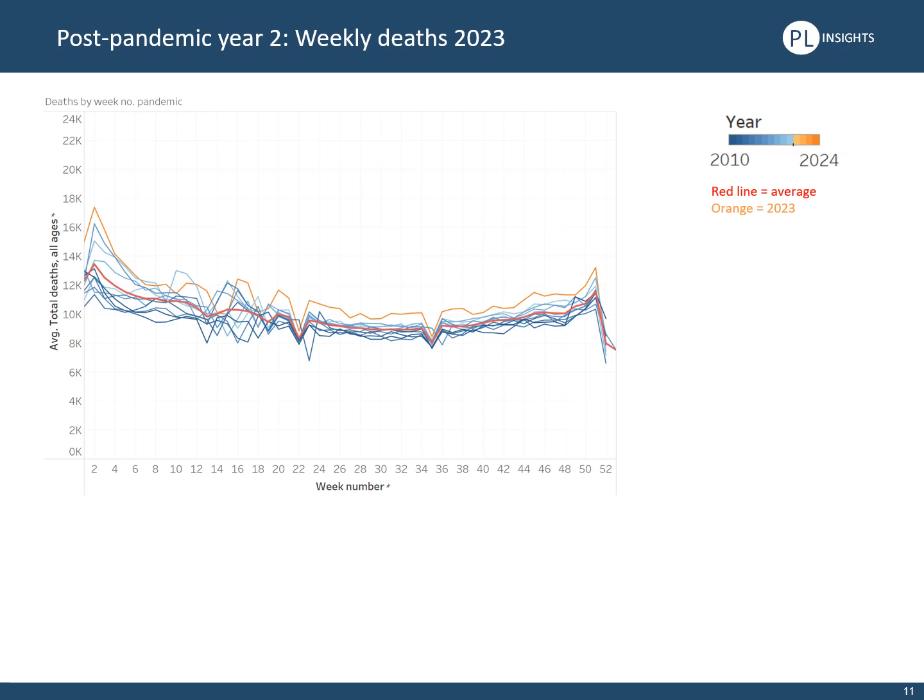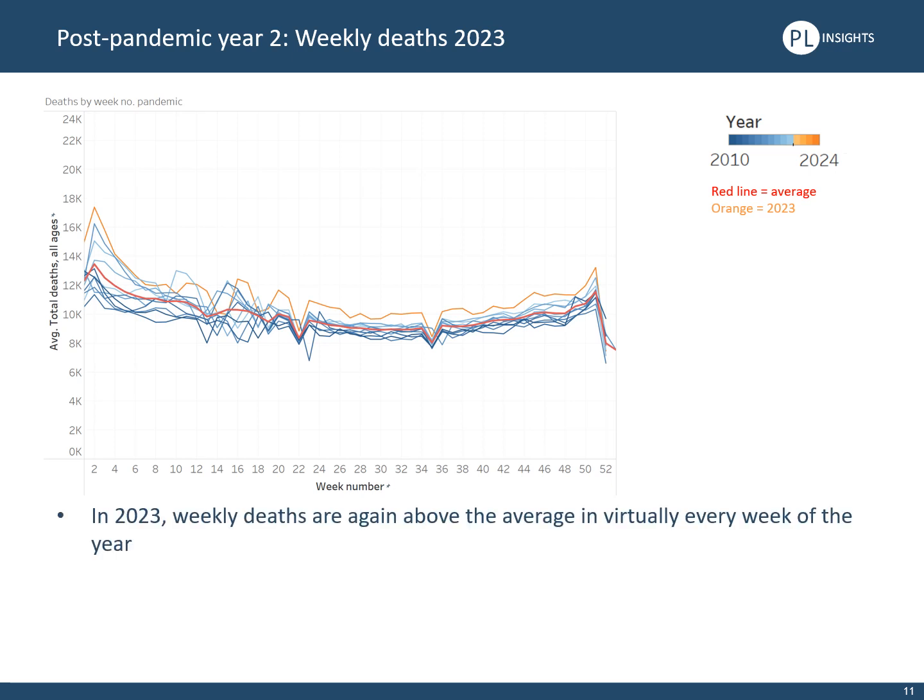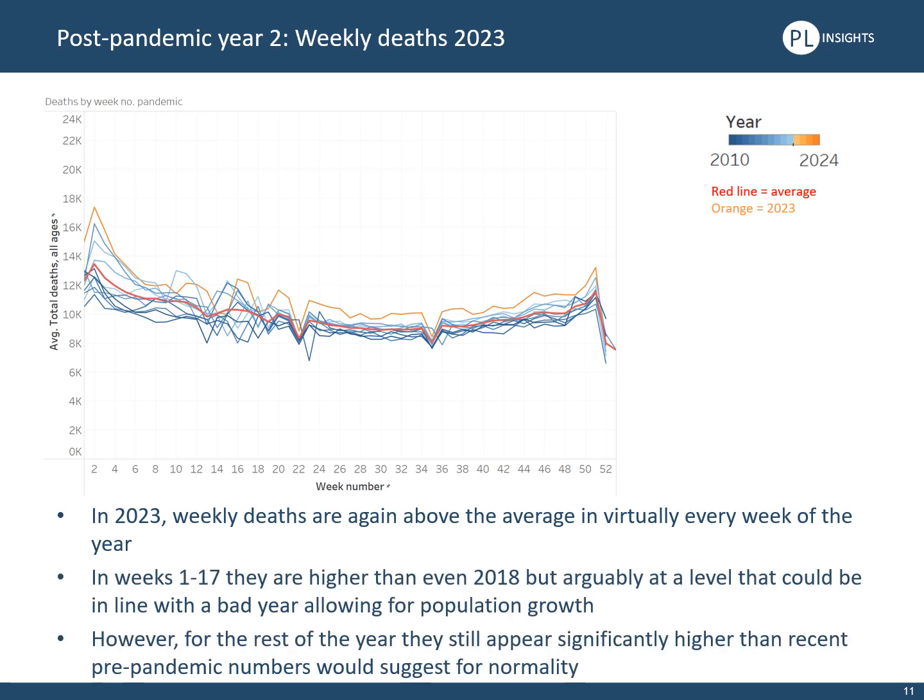The second post-pandemic year is 2023. Weekly deaths are again above the average in virtually every week of the year. The profile does look a little bit different to 2022. Though in weeks 1 to 17, they are even higher than the worst year that we'd seen before, i.e. 2018 and 2015. But arguably, I think once we've allowed for the rising trend, just about in line with what would be plausible once we've allowed for that rising trend and population growth that may have contributed to that.